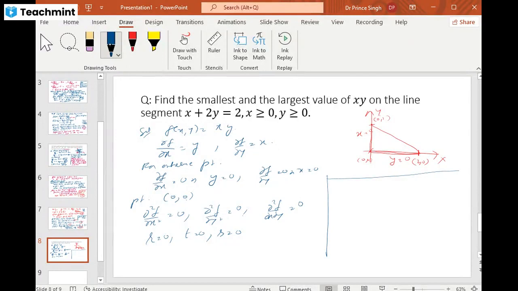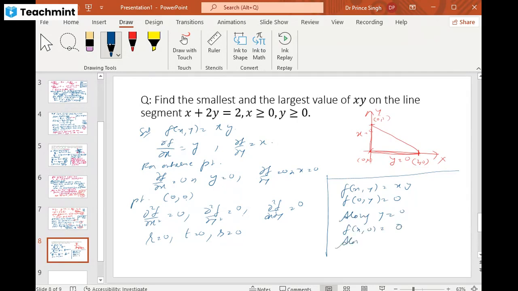Although (0, 0) is one of the vertex points also. So along the line x equal to 0, f of x, y is xy. When x equal to 0, its value is 0. It is a zero function. And along the line y equal to 0, again f of x, 0, its value is again 0.